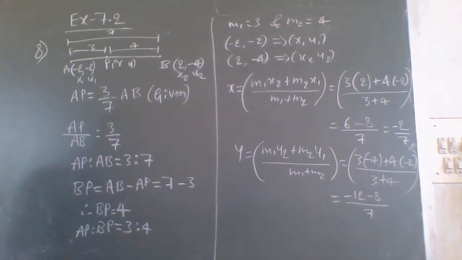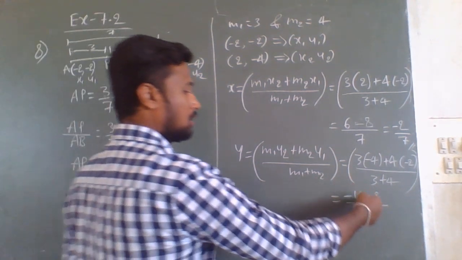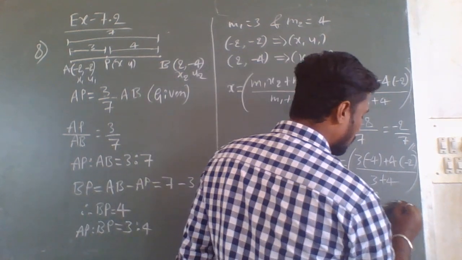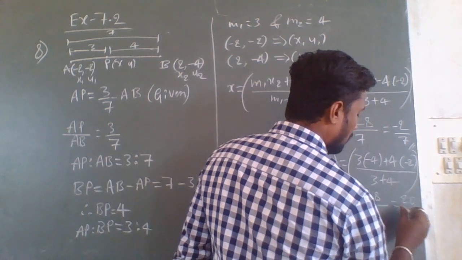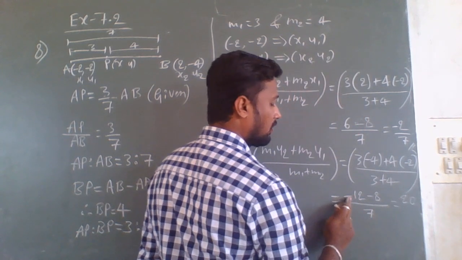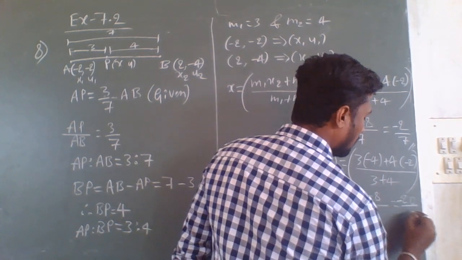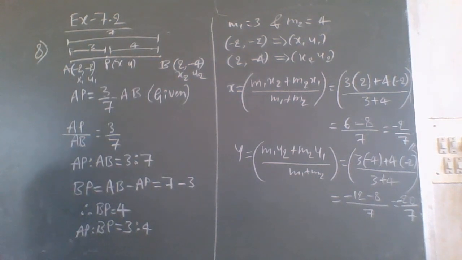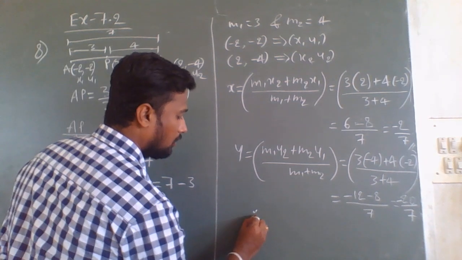So now we got minus 2 minus 8. Minus 2 minus 8 means minus into minus is plus, so we have to add 12 plus 8. What will we get? 20, and the sign in front of the higher value is minus, therefore minus 20 by 7 is the value of the y coordinate.